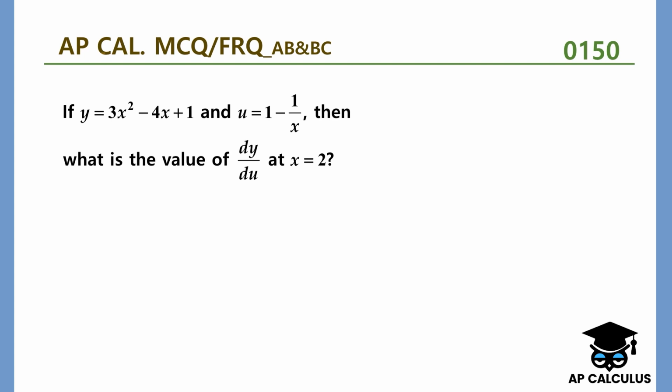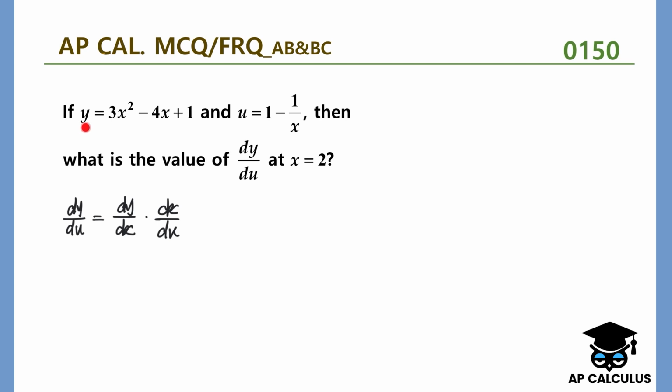Question 150. We have y function in terms of x and u function in terms of x. Then what is the value of dy du, the derivative of y with respect to u at x equal 2? Using the chain rule, we can rewrite dy du as dy over dx times dx over du, right? Since dx cancels out, this expression is equal to dy over du.